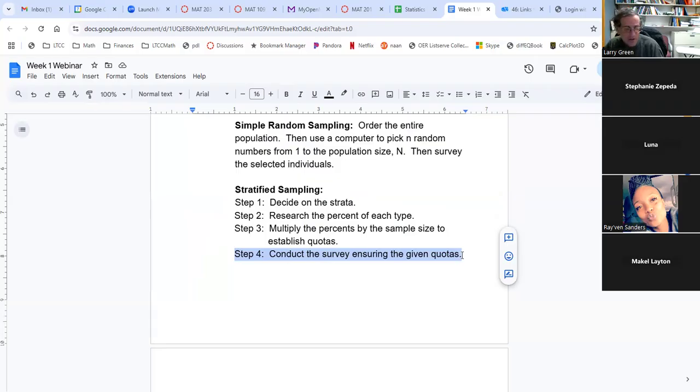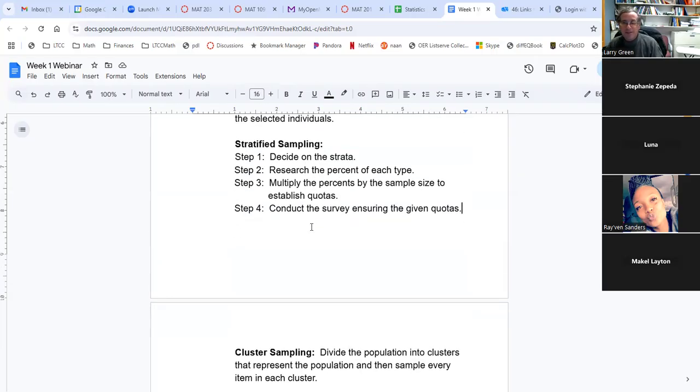I will let you know that you're actually going to have a couple of choices for project one. You're going to have to conduct a survey, and one of the options is to use stratified sampling. So I'll let you know the other in a minute too. Any questions on stratified sampling since we just talked about it?